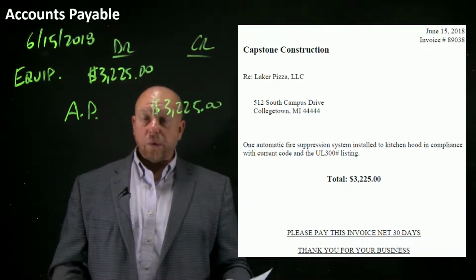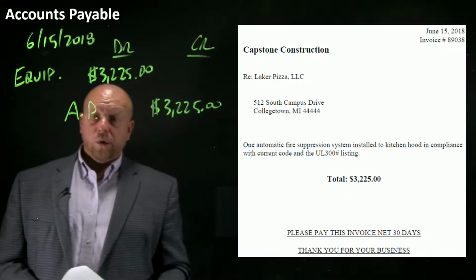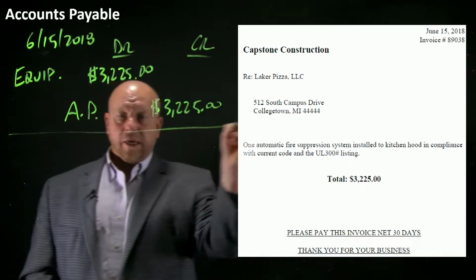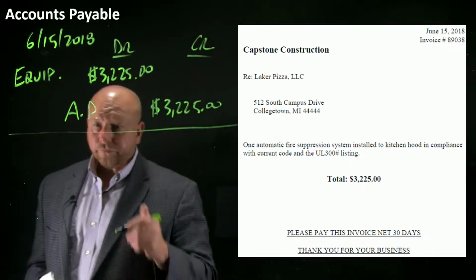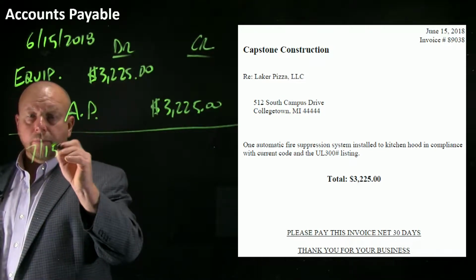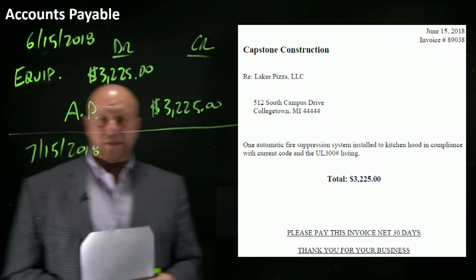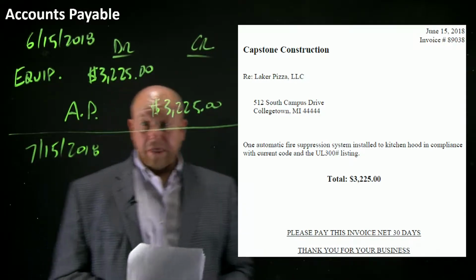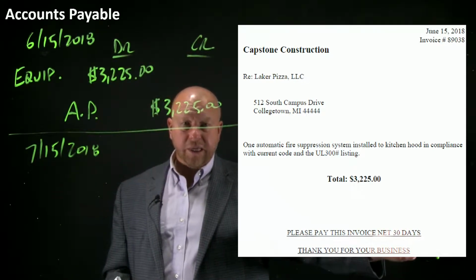And then down the road, not in this lecture, but maybe at the end of the year, we will calculate the depreciation expense on this equipment, and then we'll start to record some accumulated depreciation as well. But our vendor doesn't care about that. They don't care about what depreciation method or life we choose. What they want is to see the money. So we're going to follow their wishes. Please pay this invoice net 30 days.